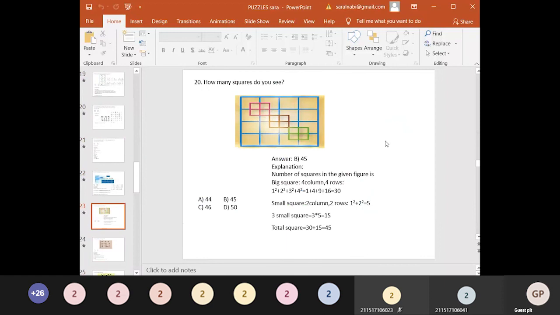And in this one, how many squares do you see in the picture? Definitely we cannot easily count and answer. For that we can follow a formula. If it is an equal square, that means 2 rows and 2 columns, 3 rows and 3 columns. So what is the formula we have to follow? Once again.